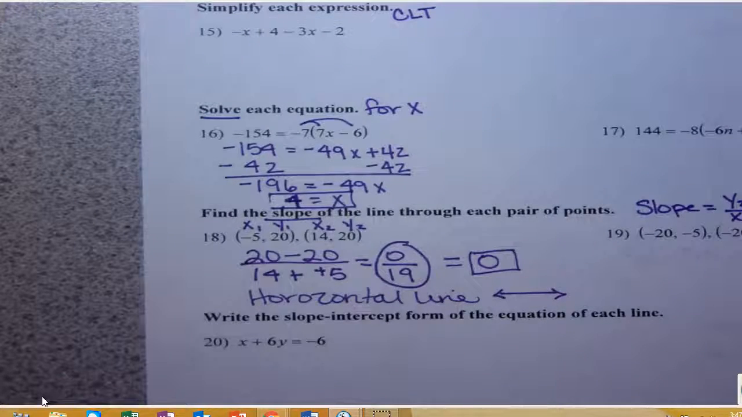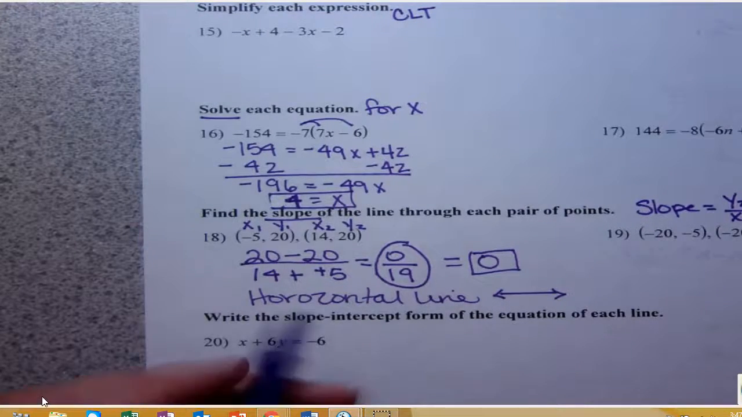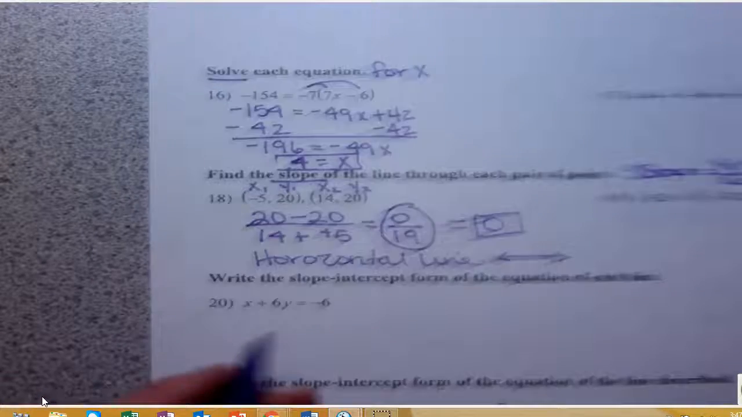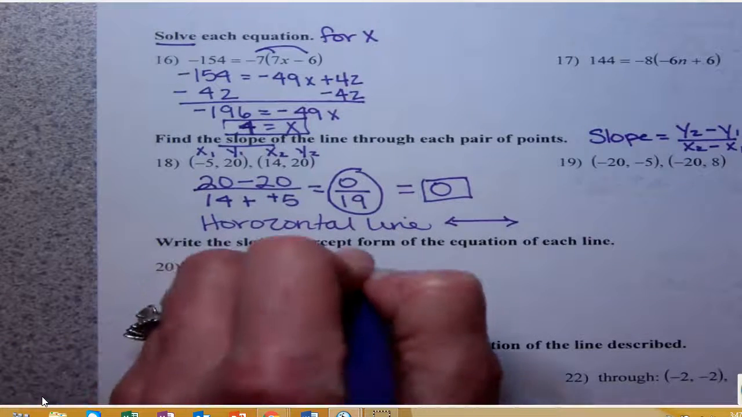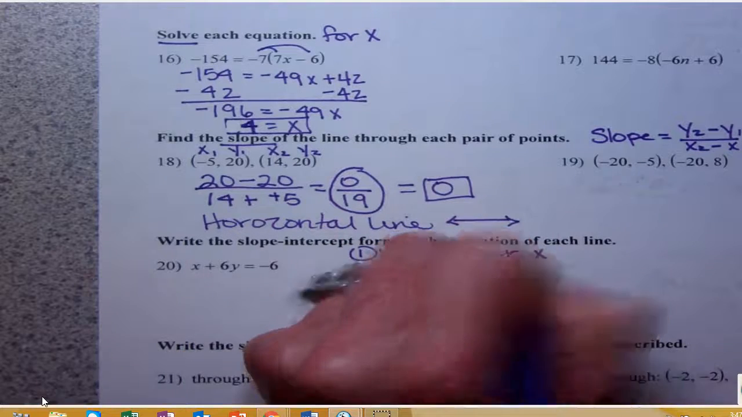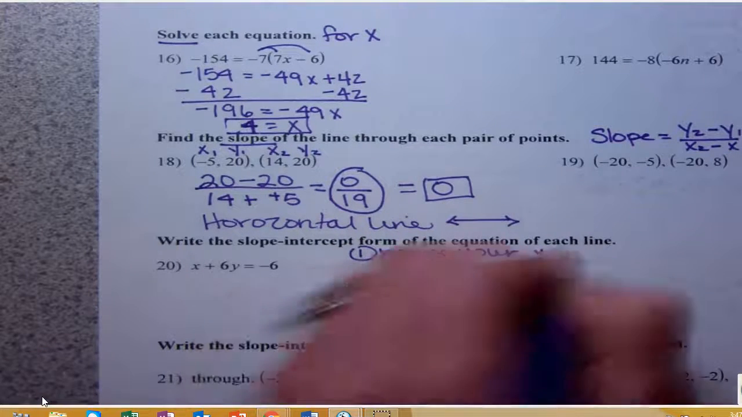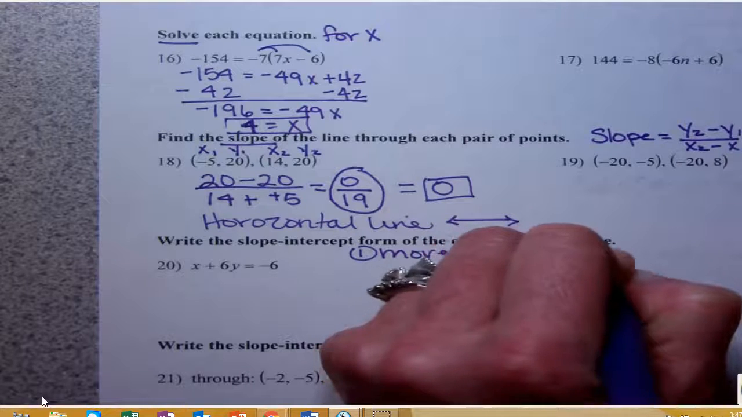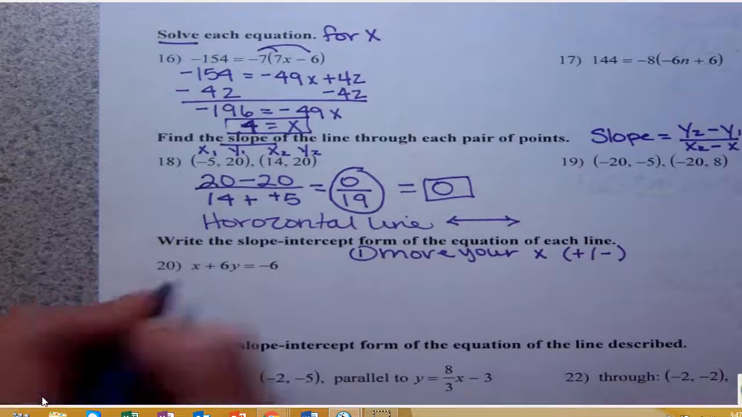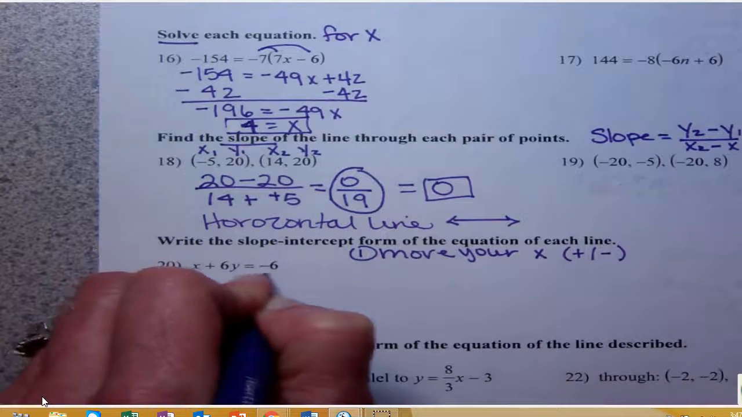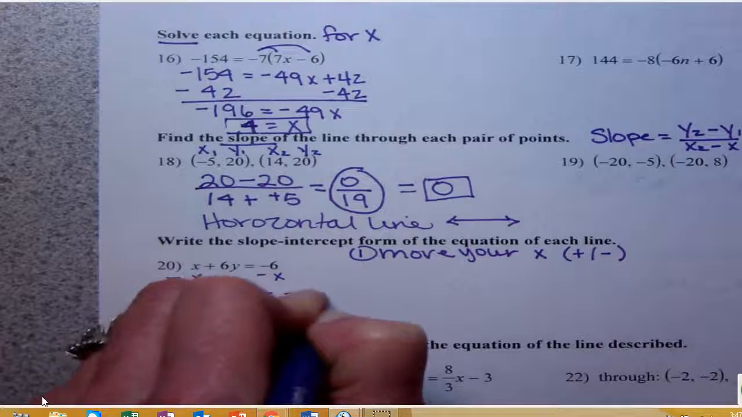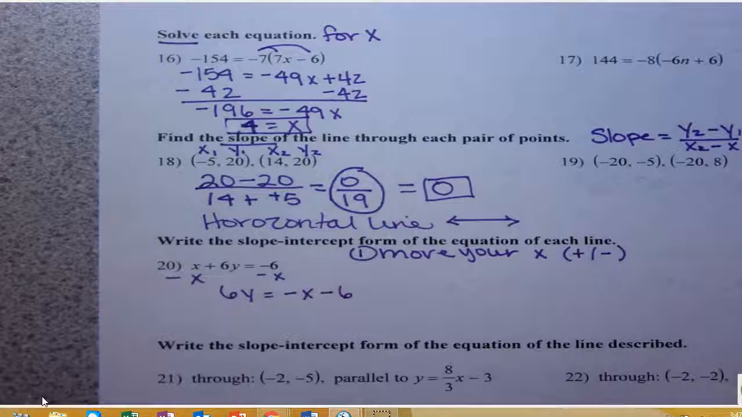Moving on. Write the slope-intercept form of the equation of this line. Whenever you're doing slope-intercept form, the first thing you're going to do is move your x. You have to do that by either adding or subtracting the x. So I'm going to subtract x from both sides, and I get 6y equals negative x minus 6.